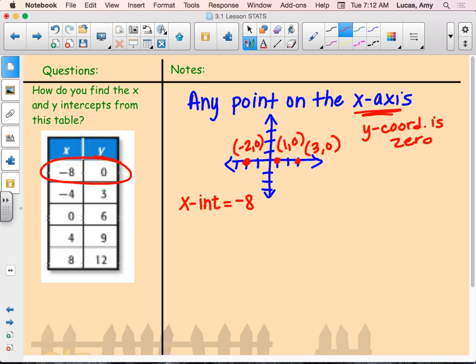Similarly, if we graph points that are on the y-axis, like this point up here would be 0, 3, this would be 0, -1, and 0, -3. You can see that for the coordinates that are on the y-axis, any point on the y-axis has an x-coordinate of 0. So an x-coordinate of 0 would be right here. So that gives us a y-intercept of 6. So the key is that if it's an x-intercept, x isn't 0, y is. And if it's a y-intercept, y isn't 0, but x is. It's the other coordinate.